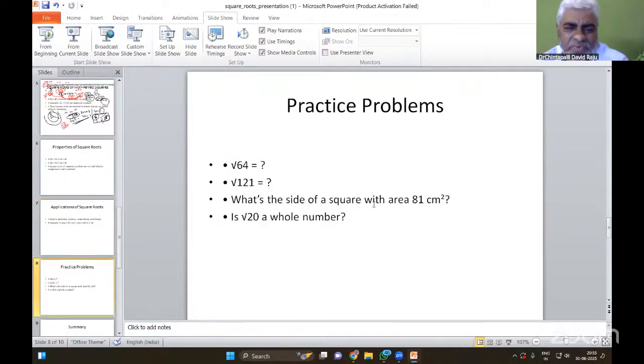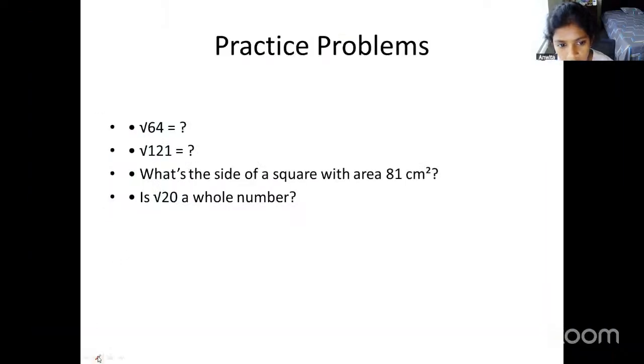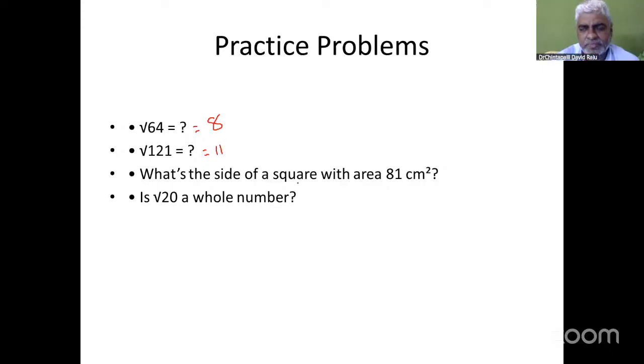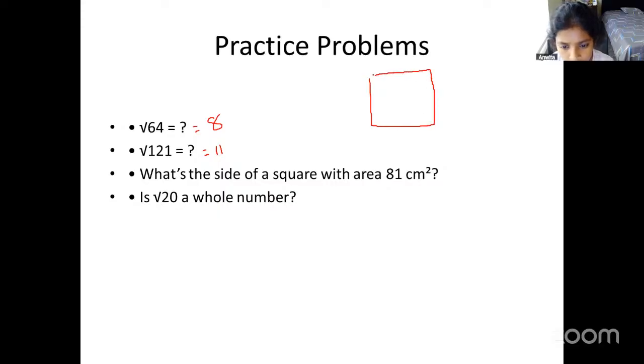Answer for the first question. Okay, sir. The square root of 64 is 8, sir. Right, it's 8. And then the square root of 121 is 11, sir. Very good. And then the side of a square with area of 81 centimeters square is 9, sir. Very good.